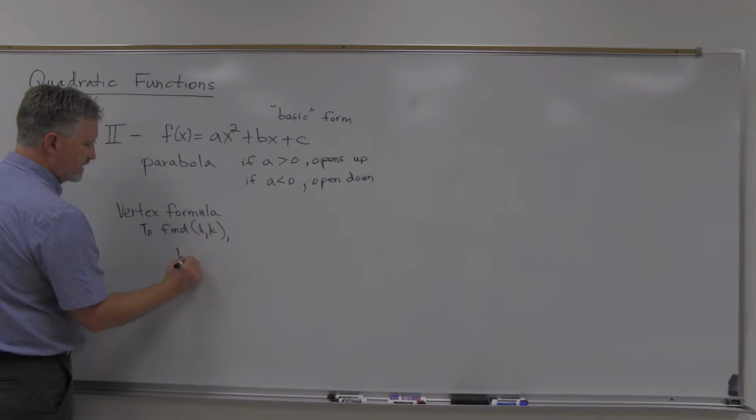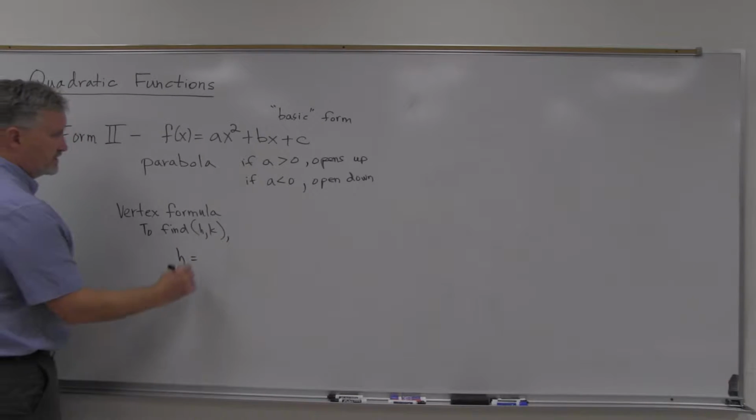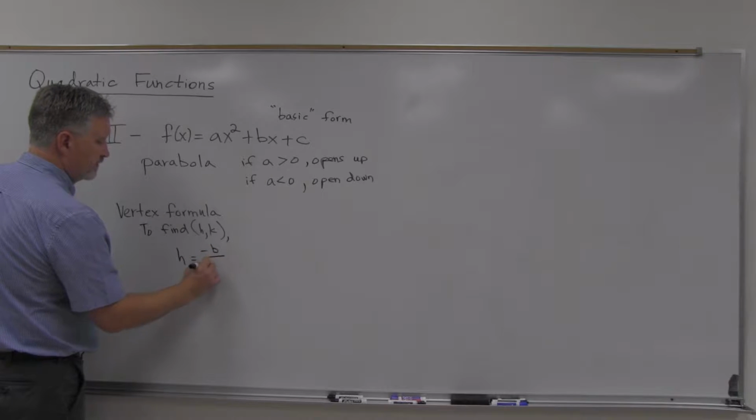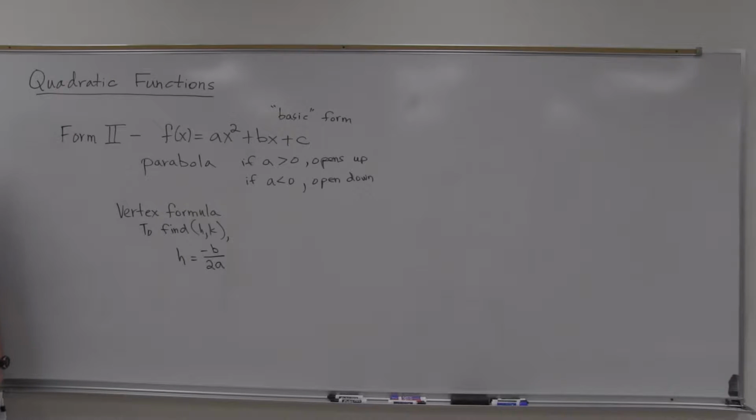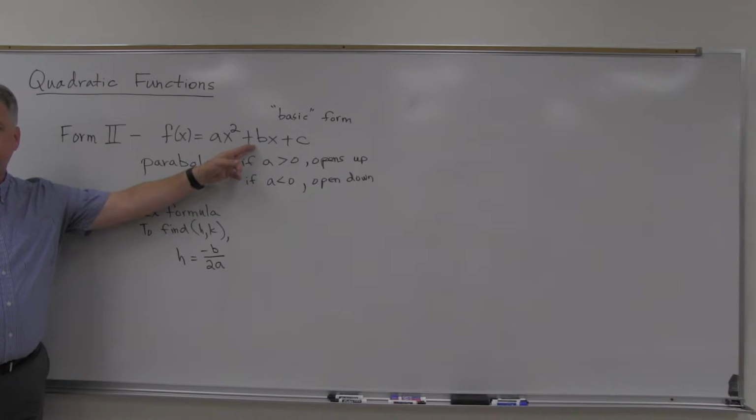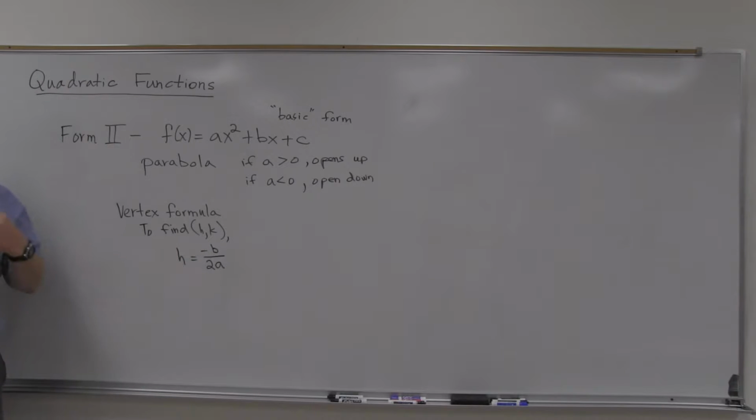First of all, we compute h. H is going to be negative b over 2a. If we calculate that, we're going to take whatever b is, negate it, make it the opposite, and then divide it by 2 times the a. That's going to give us the h of the vertex. That'll be the number, that's the h.